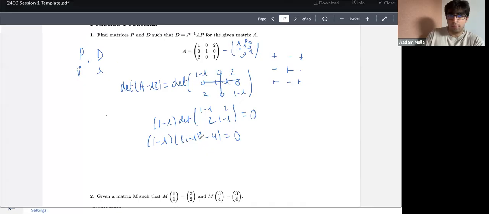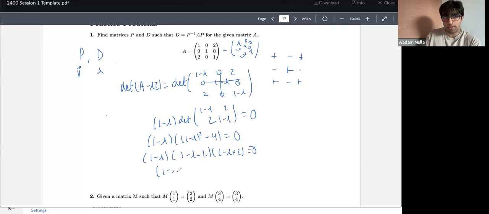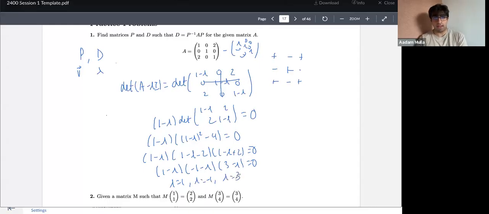Then this can be factored into 1 minus lambda times (1 minus lambda minus 2) times (1 minus lambda plus 2). Hopefully you remember that a squared minus b squared is (a minus b) times (a plus b). So we get 1 minus lambda times negative 1 minus lambda times 3 minus lambda equals 0, and we can even pull out the negative. We get lambda equals 1, lambda equals negative 1, and lambda equals 3. Those are our three eigenvalues. Maybe this was supposed to be the example problem.